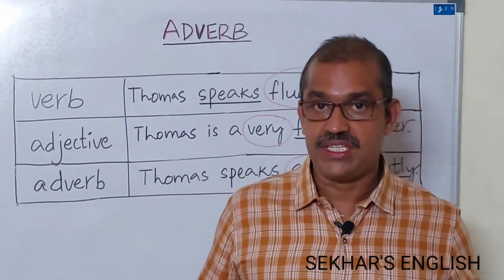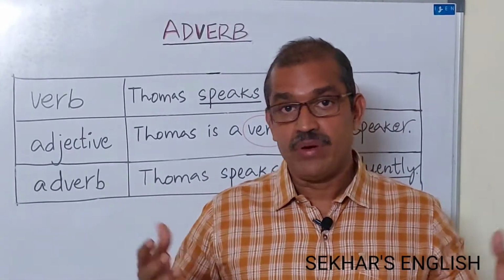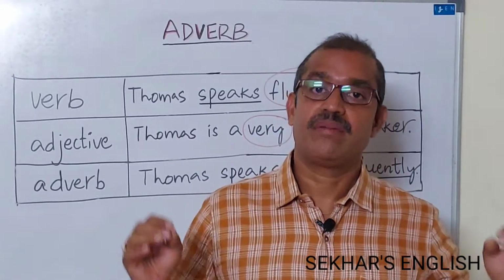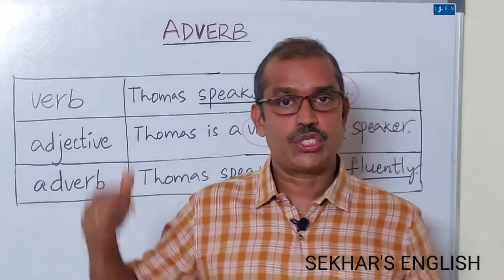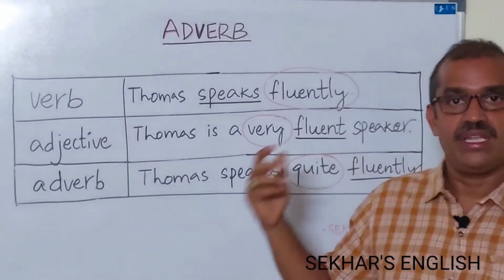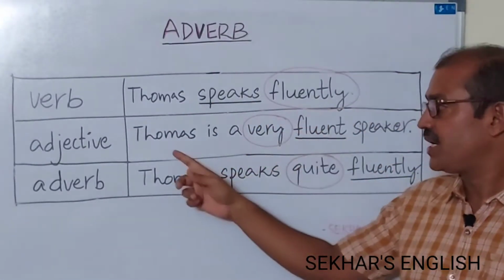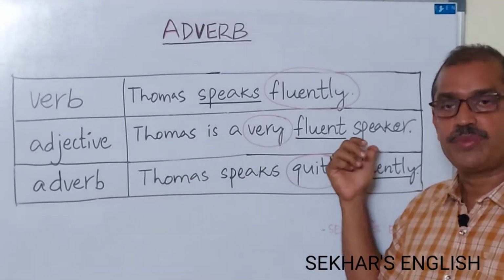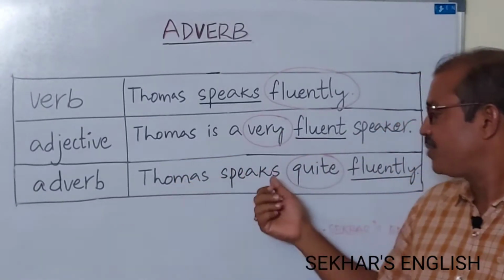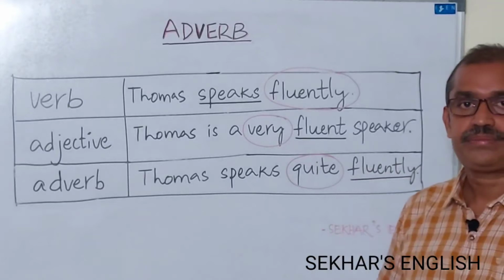Friends, today we have three statements. With the help of these three statements, we can get some idea on adverb. Let's go through it. Let me read the three statements. Thomas speaks fluently, the first one. The second one, Thomas is a very fluent speaker. The last one, Thomas speaks quite fluently.